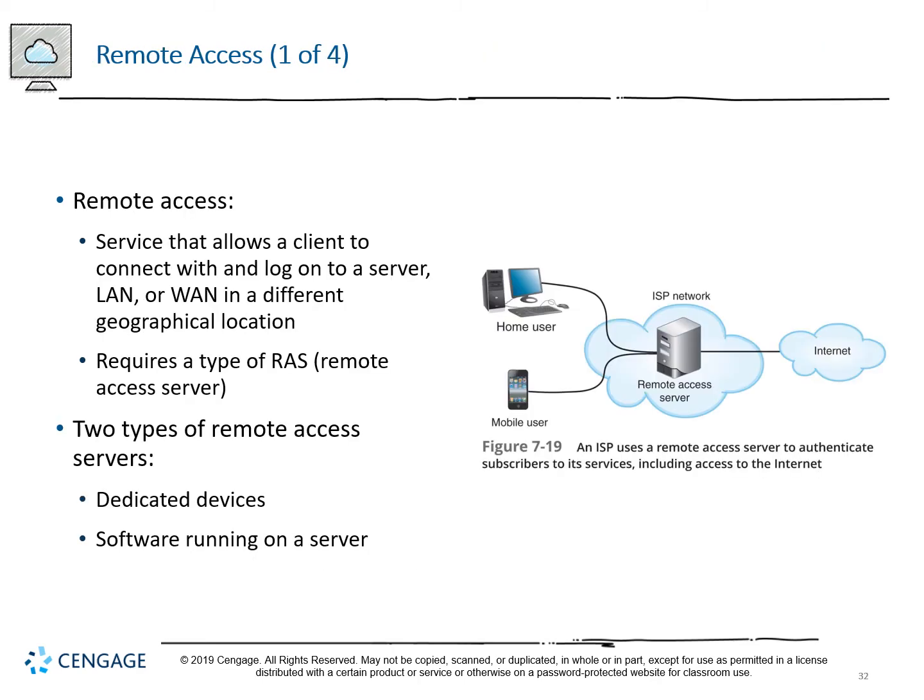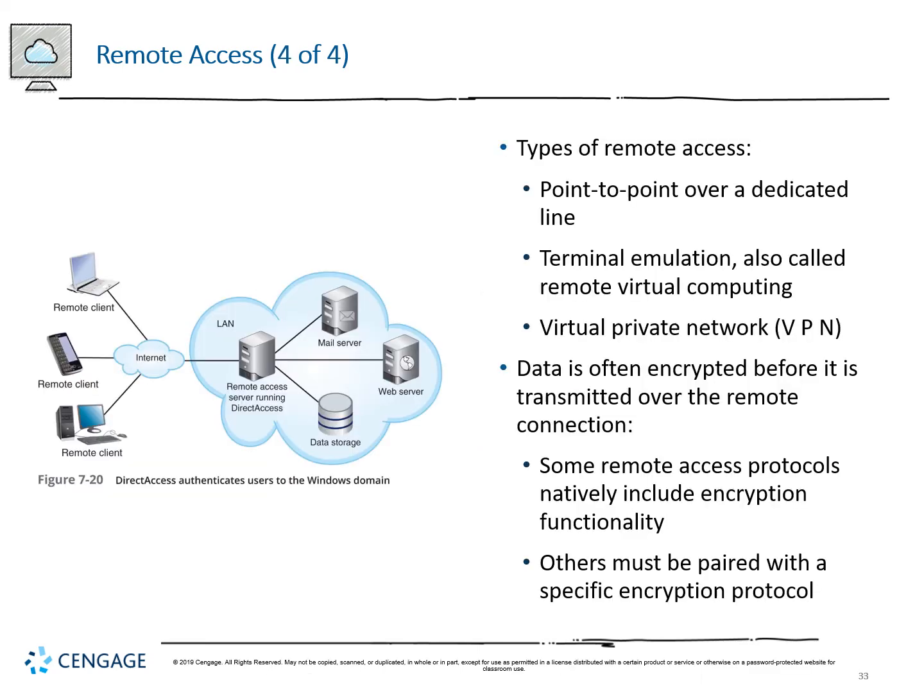With that said, a very common application for SSL and TLS to ensure we have a strong connection is what's called remote access. Remote access allows us to log in to a server in a different geographical location and act as if we were physically present. We can authenticate subscribers to a particular service and treat them as if they were local. This requires a type of what is called remote access server, or RAS. The 2 types of remote access servers we traditionally deal with are dedicated devices or are software-based, so hardware and software-based remote access. We can also have a point-to-point connection over a dedicated line, terminal emulation, called remote virtual computing, or a VPN.